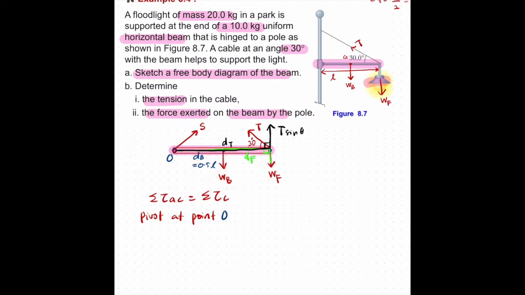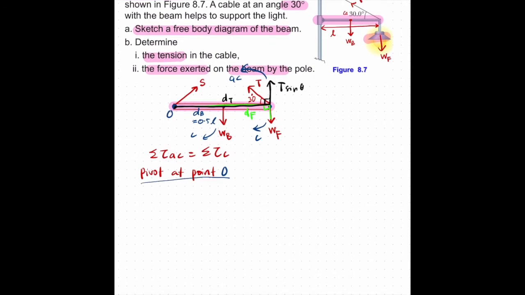Then lastly, force at T here, perpendicular distance is DT, then we have T here, we rotate anti-clockwise. Then WB will rotate clockwise, WF also rotates clockwise, and T here we rotate anti-clockwise. Then when we rearrange our torque, total torque, we just have only one torque, which is torque T equal to, clockwise we have two, which is torque B plus torque F.